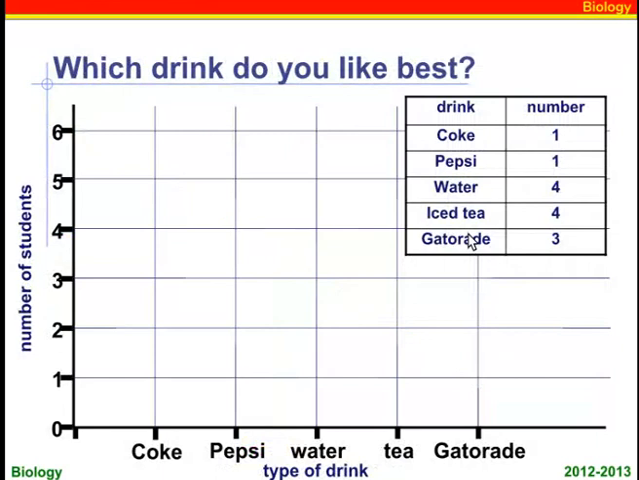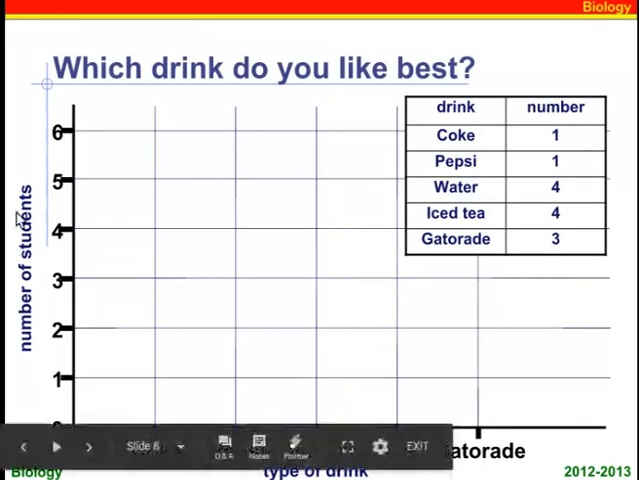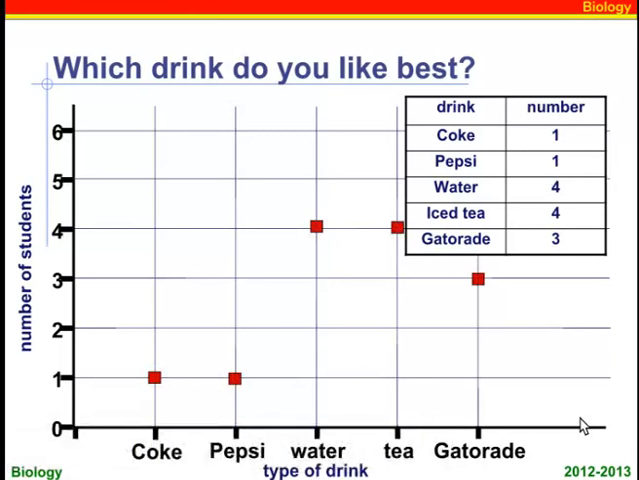Here's another example. Let's think back to that experiment that we talked about before. Which drink do you like best? So here's our data. We have 5 different types of drinks, and we have the number of students that like each one. All right, so if we plot out the points, again, we've got the number of students here. That's our dependent variable, and our independent variable, the type of drink, is down along the bottom. So we'll plot out the points.